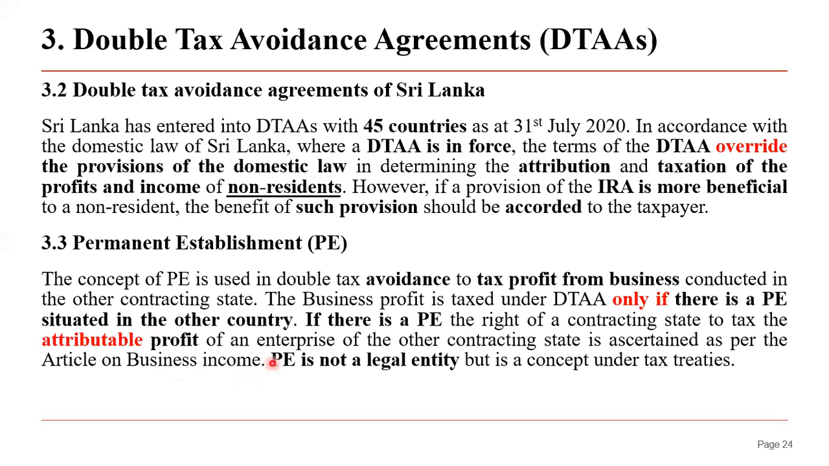PE is not a legal entity, but it is a concept under the tax treaty. It is not a legal entity. If you take the PE, you can't find it under DTAs. It is a kind of concept we need to use to determine whether there is a permanent establishment or not. Some PEs you can physically find out. Some concepts we use to determine, such as number of days.